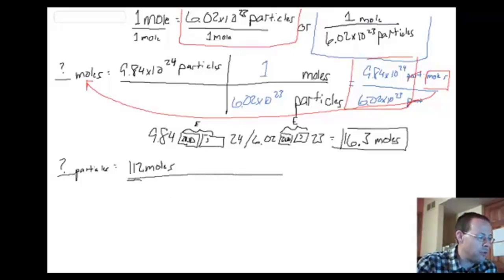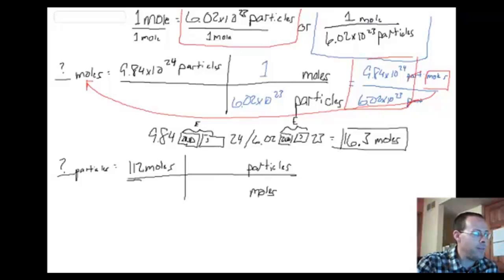So in this case, we're going to have moles in the numerator, so moles has to be in the denominator. And we want to go to particles. Again, kind of like in our previous example, if we have particles in the numerator and moles in the denominator, we have 2 choices.